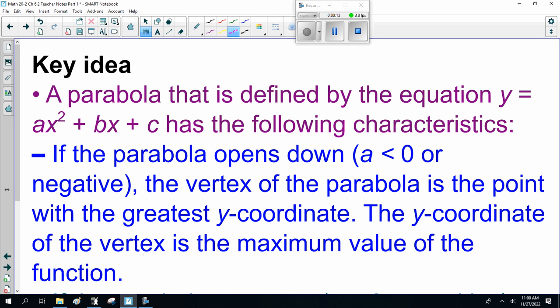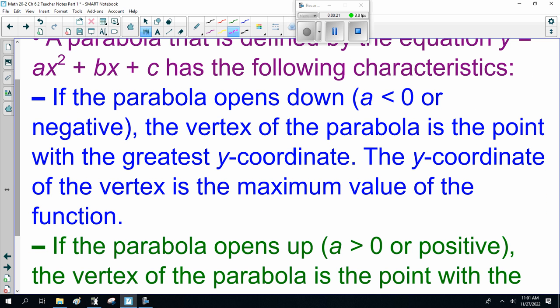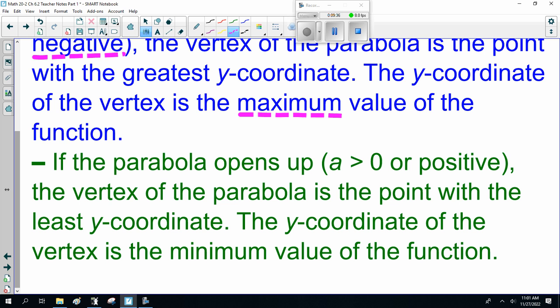a parabola defined by the equation y equals ax squared plus bx plus c has the following characteristics. If the parabola opens down, a is negative, the vertex of the parabola is the point with the greatest y coordinate, the height, the top point. The y coordinate of the vertex is the maximum value of the function. If the parabola opens up, a is greater than 0 or positive, the vertex of the parabola is the point with the least y coordinate. The y coordinate of the vertex is the minimum value of the function. Least. Okay, so negative, maximum, least.